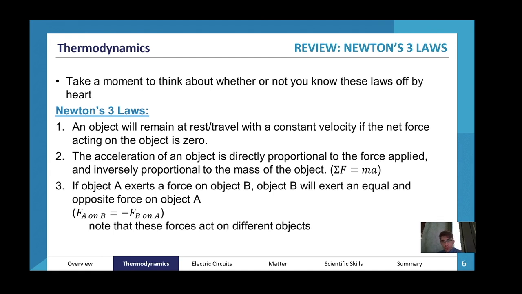The acceleration of an object is directly proportional to the force applied, and inversely proportional to the mass of the object. And the third law states, if object A exerts a force on object B, then object B will exert an equal and opposite force on object A. And you need to know that these forces act on different objects.